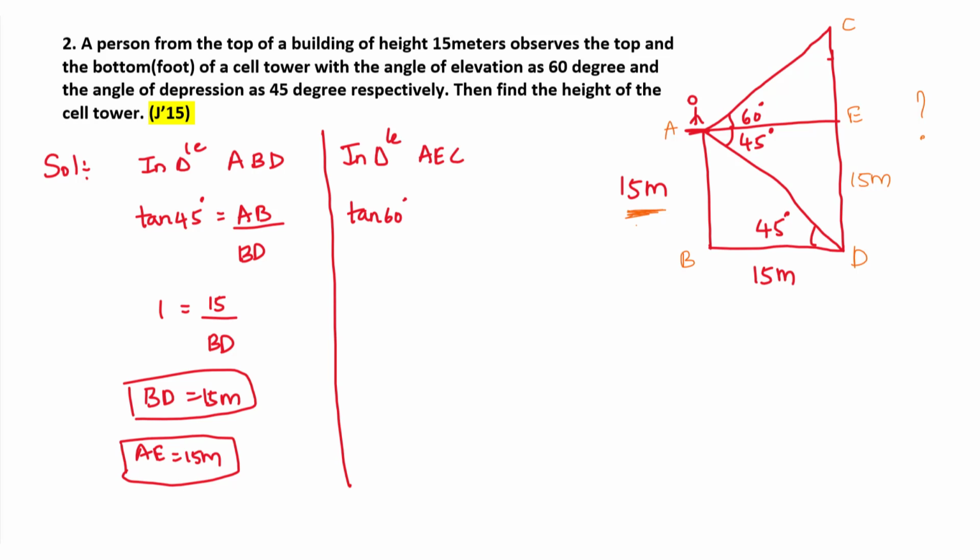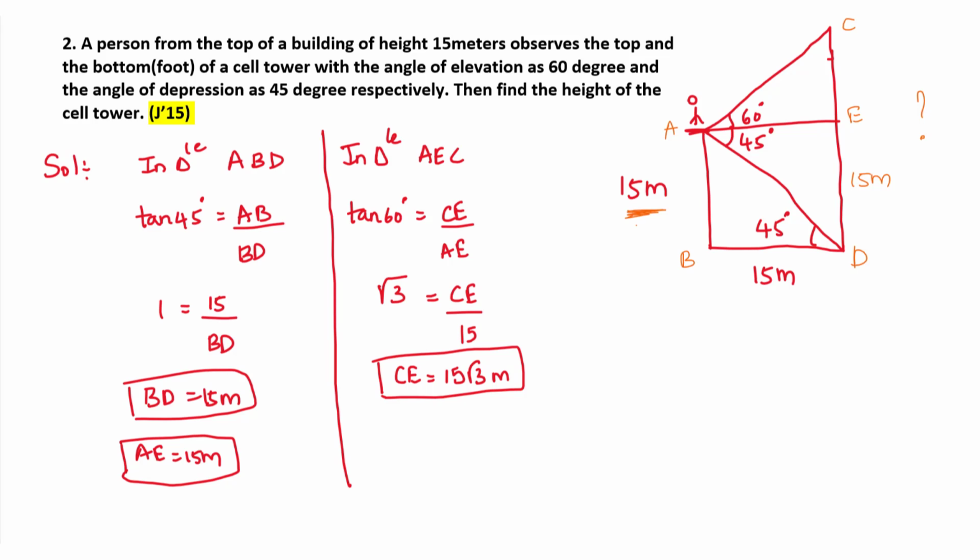tan 60 is equal to opposite, opposite is CE, by adjacent. Adjacent is AE. Tan 60 is root 3. That is equal to CE, which is what you have to find. AE is 15 meter. Therefore, CE is equal to 15 root 3 meter.